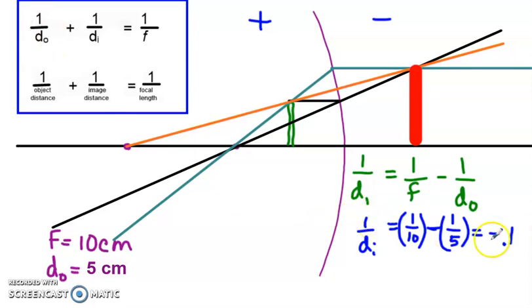So notice that when you put this in your calculator, this is 1/10 minus 2/10, and so you're going to get a negative 1/10. So remember, that is 1 over di equals negative 1/10. Right here you can see that di is going to equal negative 10.